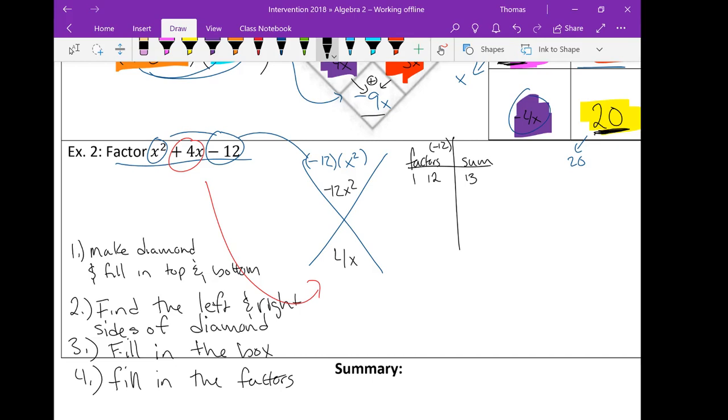Actually, my factors need to be negative, so I need one of them to be negative. So I would fix that. Negative 1 and 12 would be negative 12, and they would sum to 11. So we're still not very close with this guess. And I can imagine maybe making a positive 1 and a negative 12, but similarly, we're just going to get negative 11 for our sum. So those don't seem to be working. Let's pick a different pair of factors.